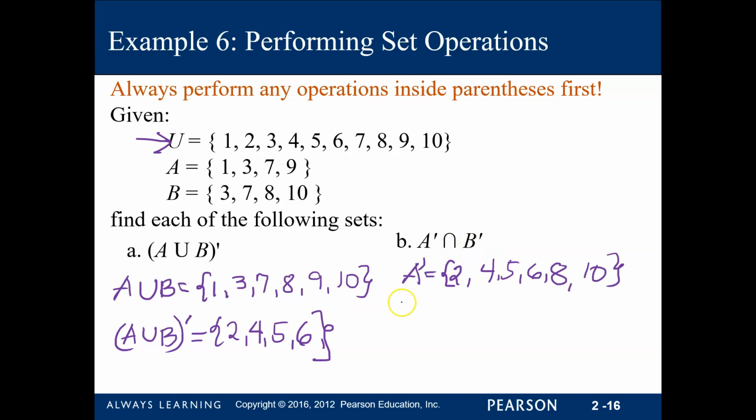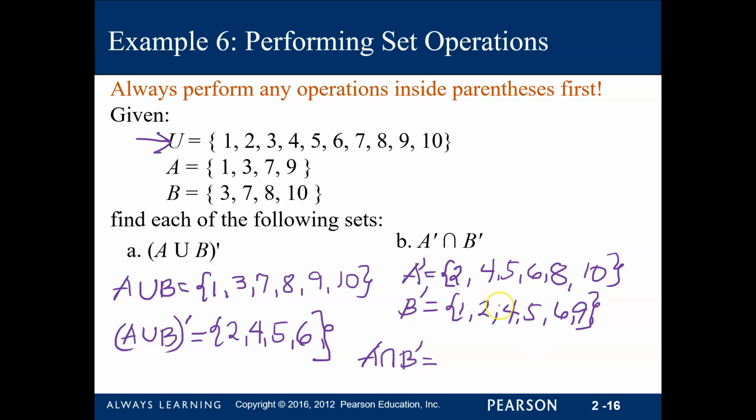Okay? B complement. So what is not in set B? You have 1, 2, 3 is there, 4, 5, 6, 8 is there, 9, and 10 is there, so up to 9. So now that you have the complements of the two sets, now you can find their intersection. So what is common between A complement and B complement?